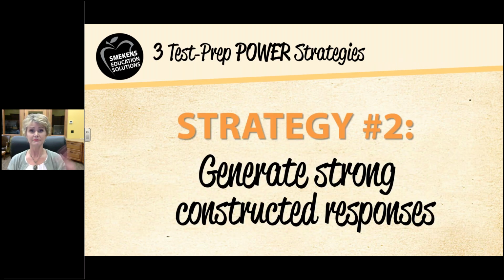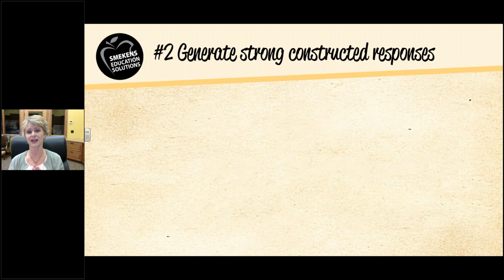All right, so power strategy 1, make inferences. Power strategy 2, they have to be able to generate strong constructed responses. Okay, here's what we have to understand about the constructed responses, you guys. Our kids are assessed in their reading comprehension through writing. They have to be able to articulate their thinking, their inference and their evidence in writing. So first they have to be able to make an inference. Then they have to be able to write about their inference. Power strategy 2 comes after power strategy 1 on purpose.